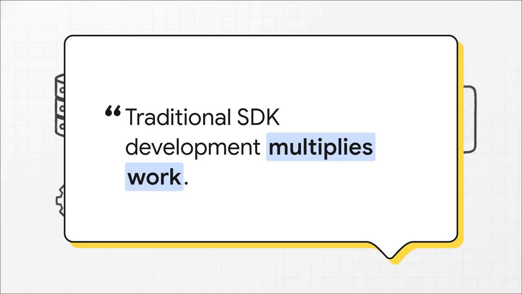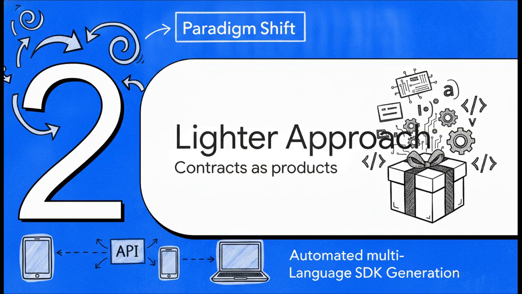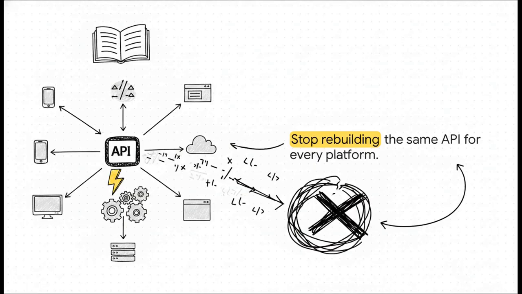Moving on to Section 2, a much lighter approach. This is where the contract itself actually becomes the product. The core idea here is incredibly simple. Stop rebuilding the exact same API for every single platform. Because a ServiceStack request DTO, that's data transfer object, already knows its own response type, its route, its HTTP method, and all its validation metadata, well, that intelligence can be carried directly into every client. You aren't just passing around anonymous JSON objects and guessing at their shape anymore. The generated file literally is the contract.